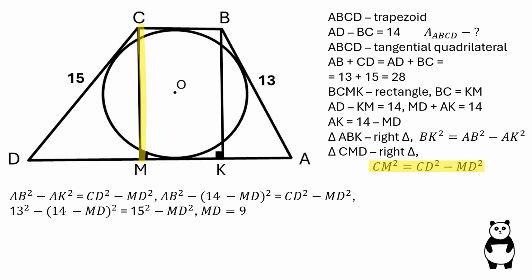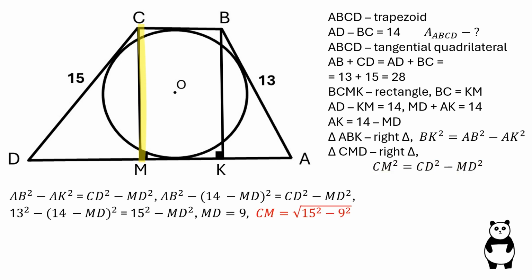Since triangle CMD is a right triangle, we can find CM using the Pythagorean theorem. CM is equal to 12. The area of the trapezoid is equal to the sum of BC and AD over 2 times CM.